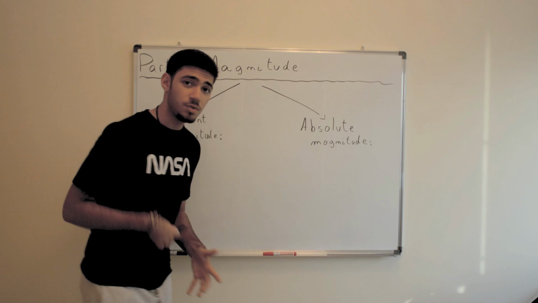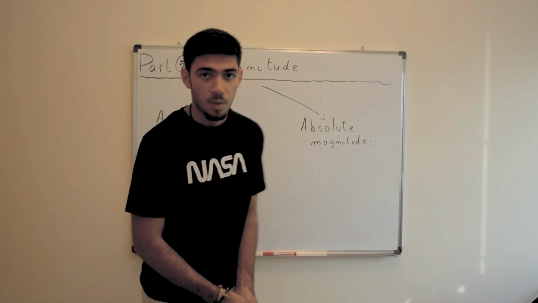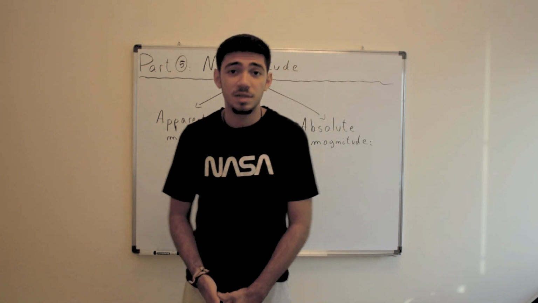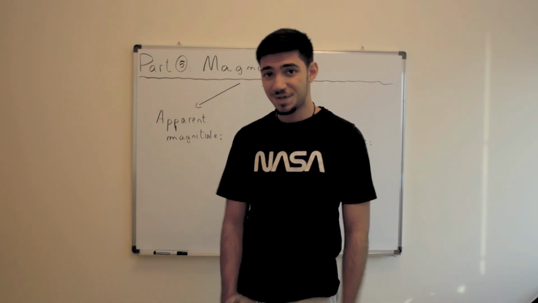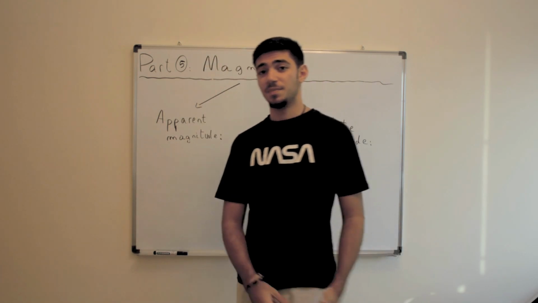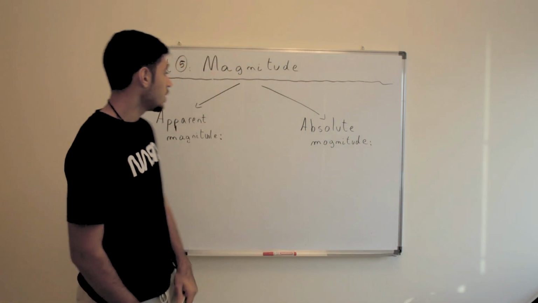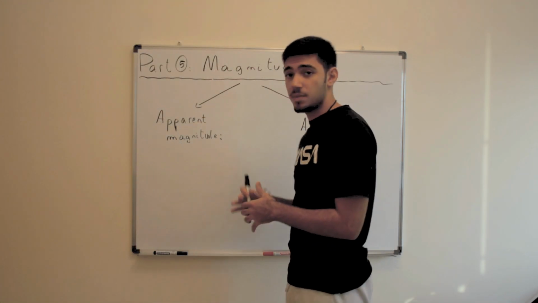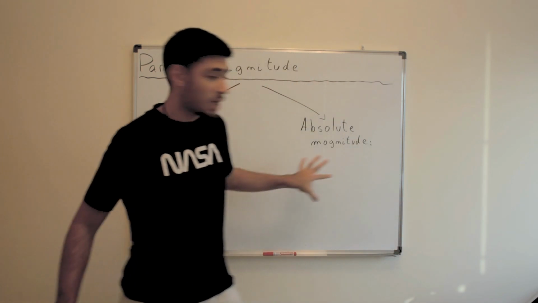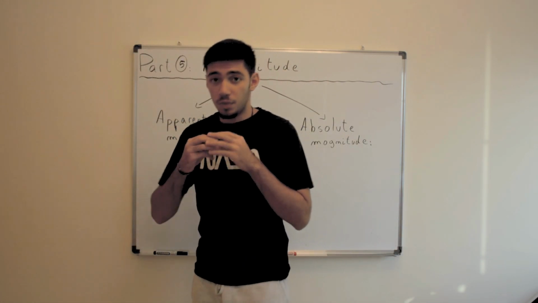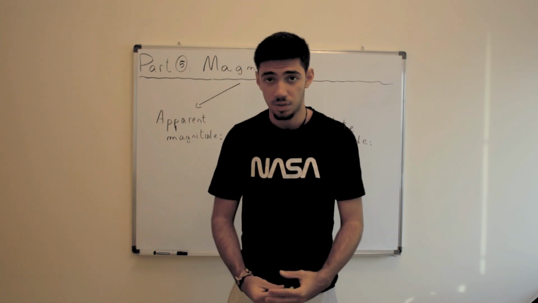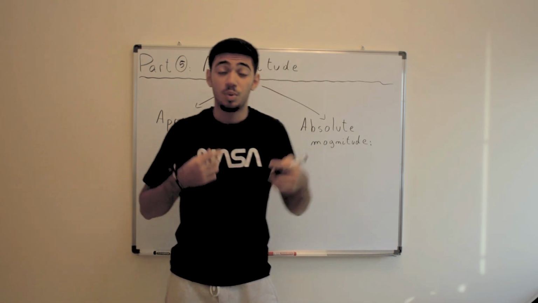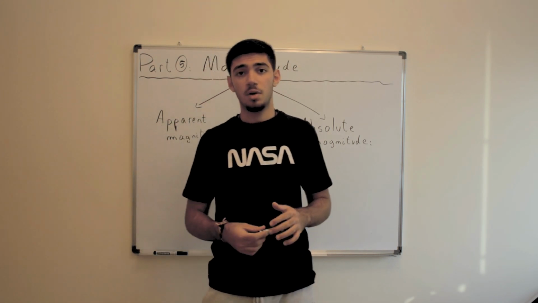The magnitude of a star is its brightness, but in astronomy we don't use the word brightness. You can use brightness to describe the brightness of your phone, but for stars, we use magnitude. We're going to talk about two different types of magnitude: apparent magnitude and absolute magnitude. Before we get into these two types, we need to know that the lower the magnitude, the brighter the star. So a star of magnitude, let's say 1, is brighter than a star of magnitude 6.